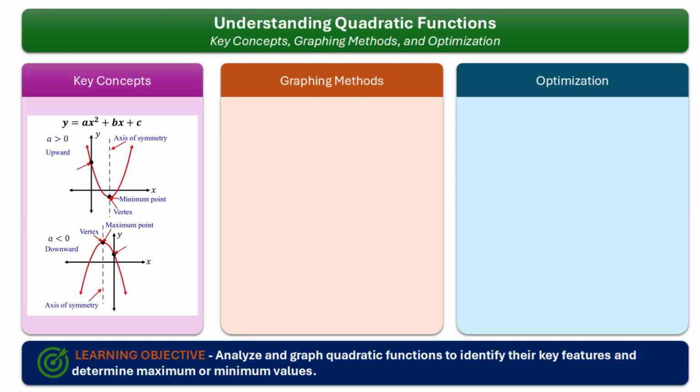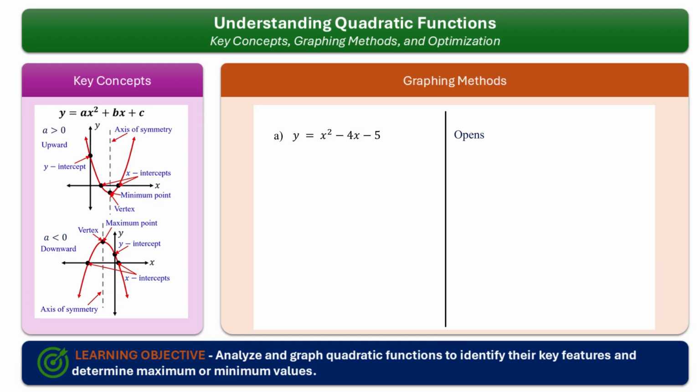The point where the parabola intersects the y-axis is called the y-intercept. It occurs when x equals 0. The points where the parabola intersects the x-axis are its x-intercepts or roots. They occur when y equals 0.